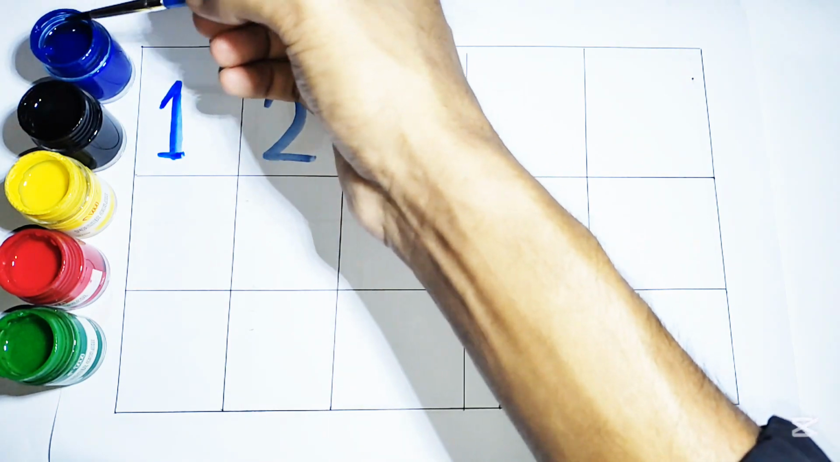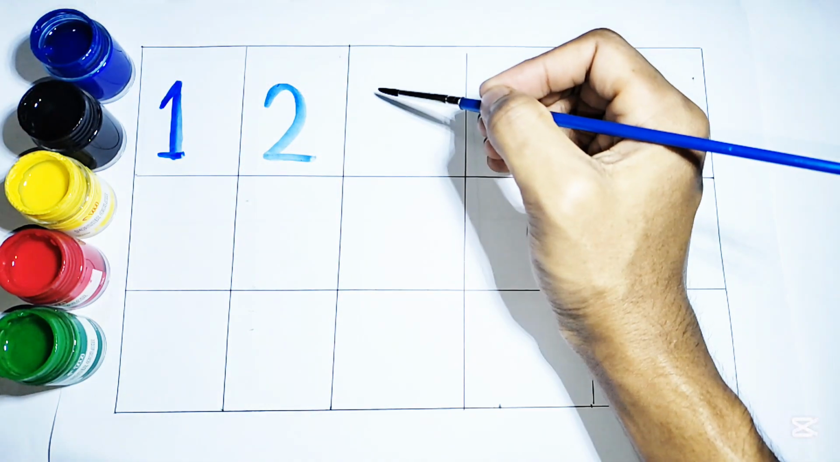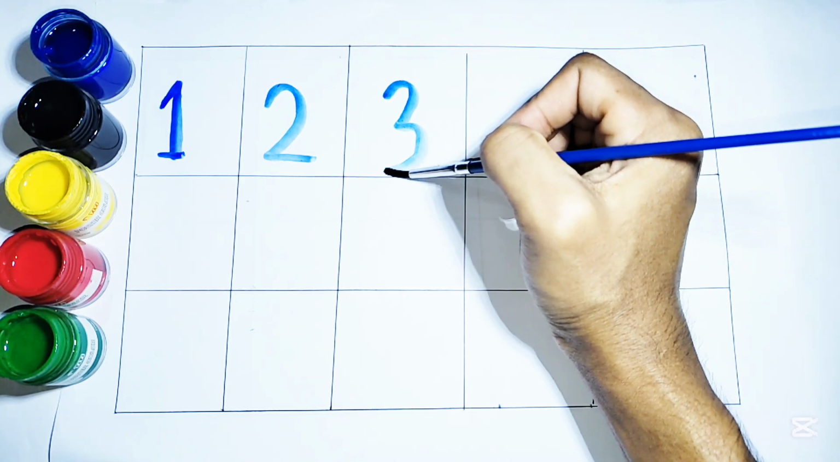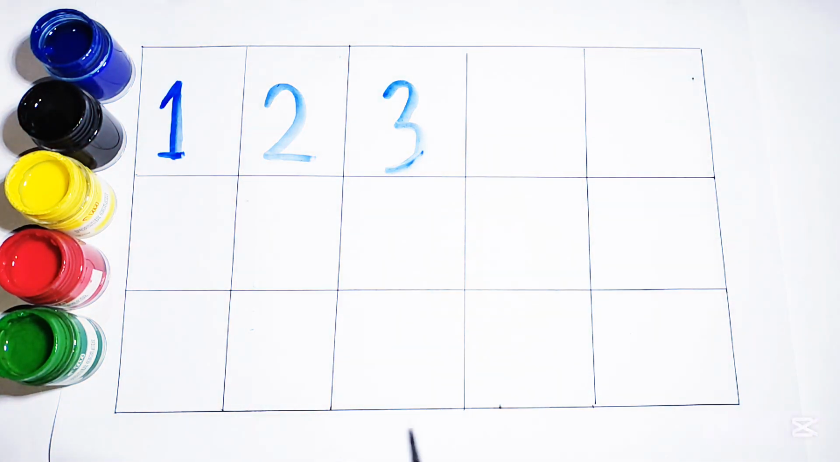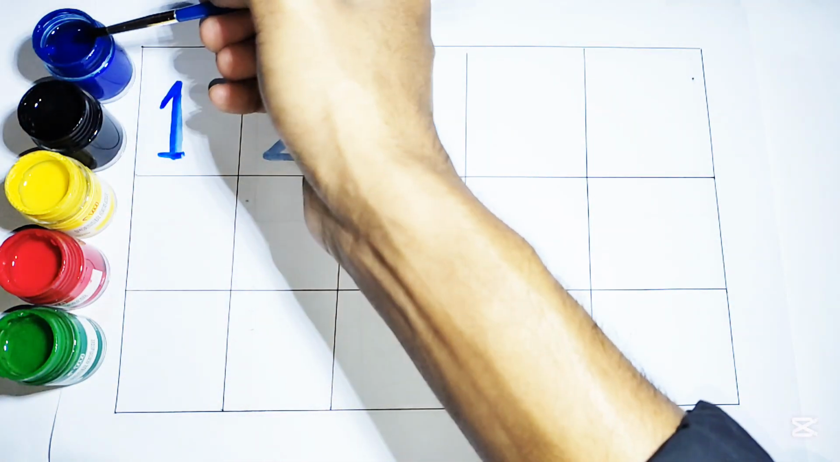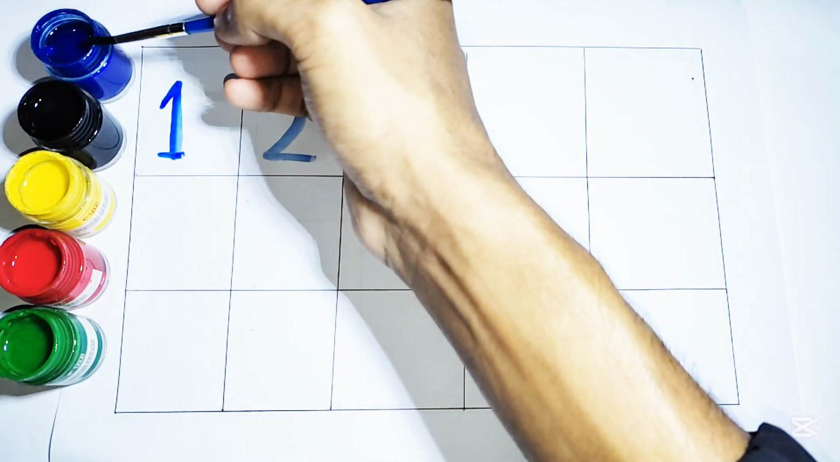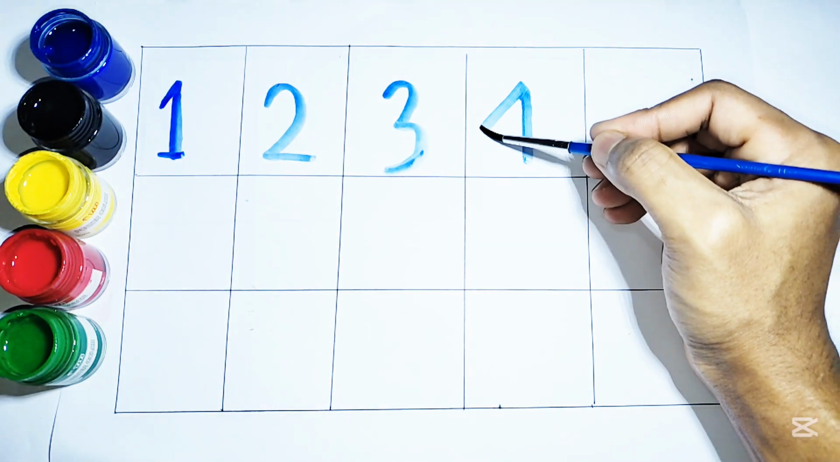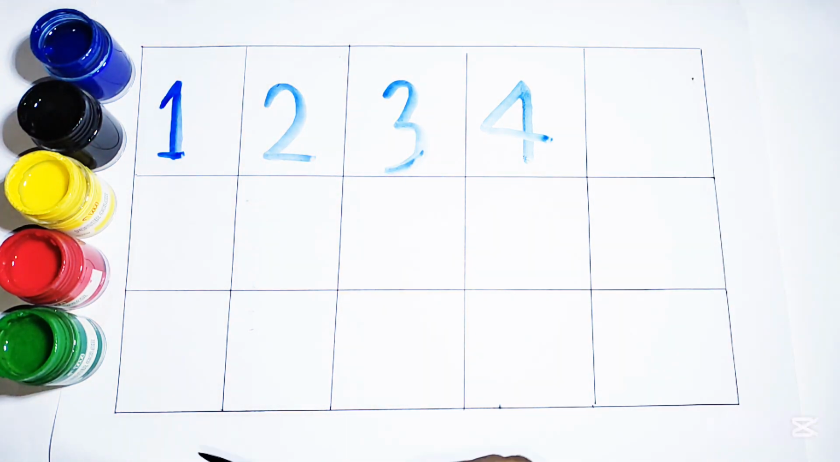Kids, the next one is 3. Now we draw the number of 3. T-H-R-E-E. Now we draw the number of 3. The next one is 4. Now we draw 4. The next one is 5.